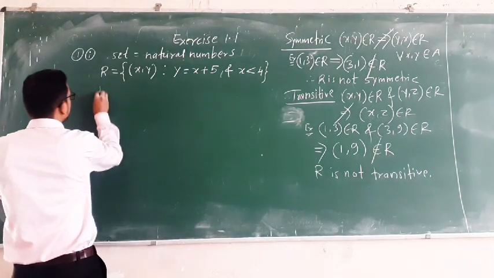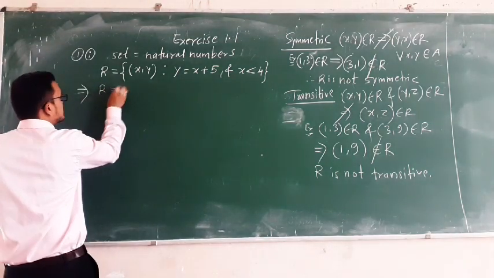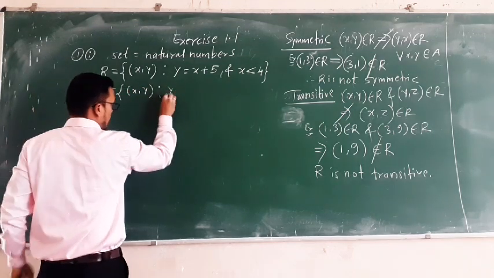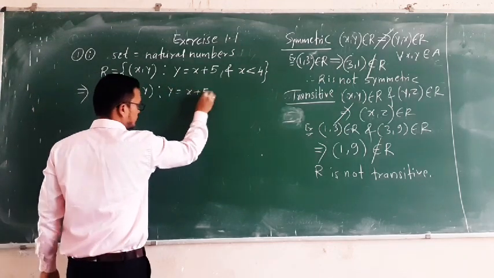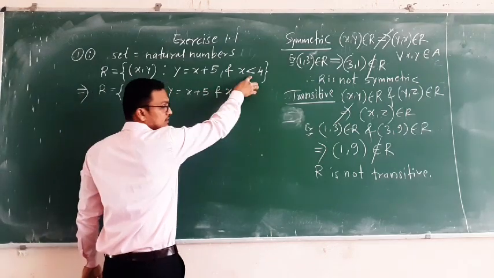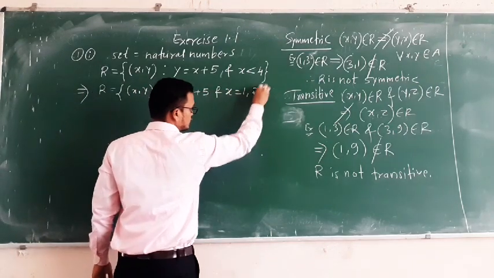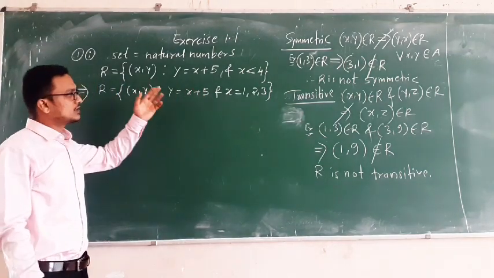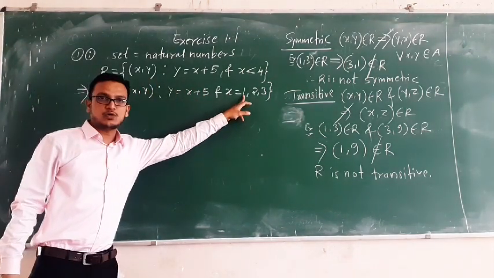Okay, so just see how we write this relation now. R is equal to the set of all ordered pairs (x, y) such that y is equal to x plus 5, and what are the values of x now? 1, 2, and 3, because x is less than 4, and it is a set of natural numbers, so it starts with 1.